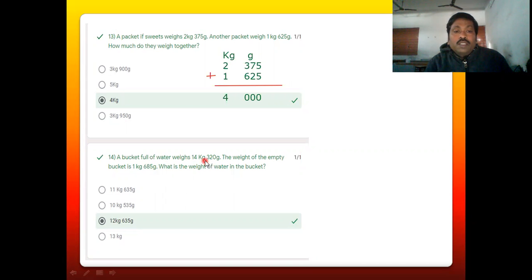When we subtract this, once again we will create two columns, kg and gram. We have already discussed how we can subtract. So here we write 14 kg and 320 gram, and now another is 1 kg and 685 gram. When we subtract both these numbers, we get 12 kg 635 gram. Okay. Now let us see the next question.